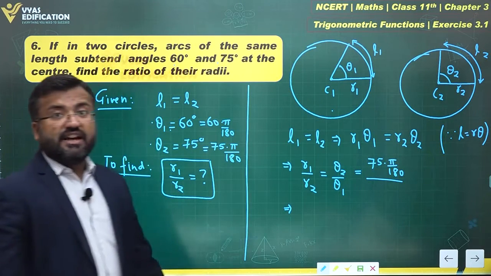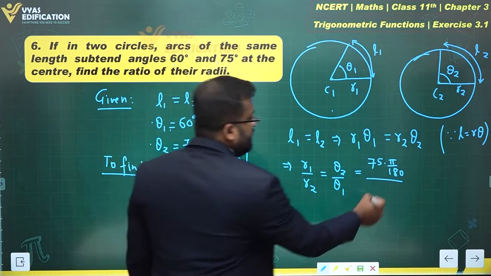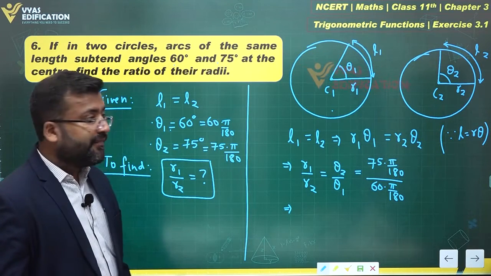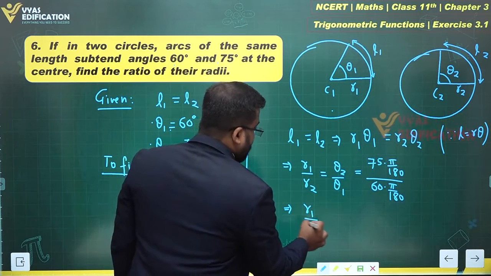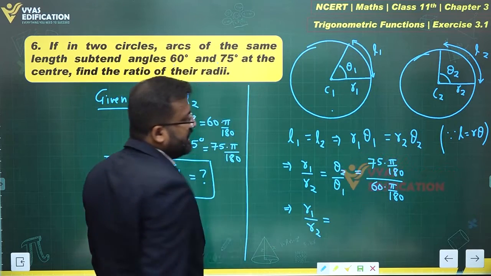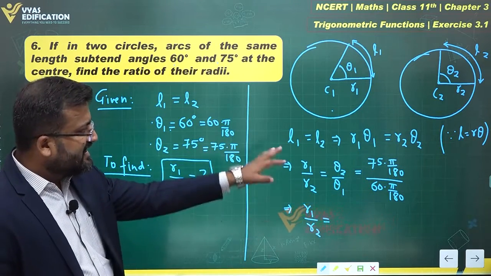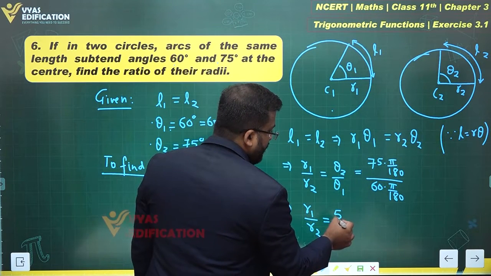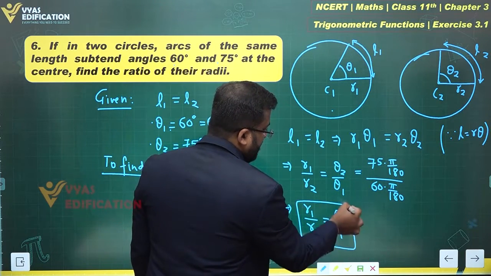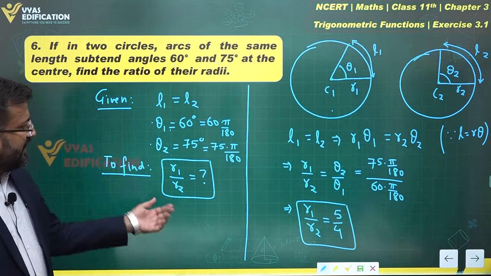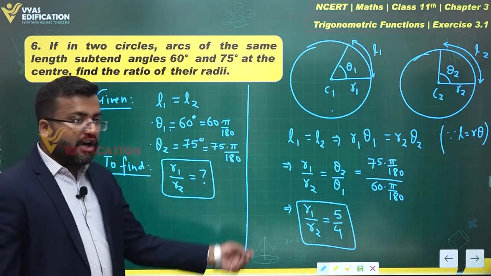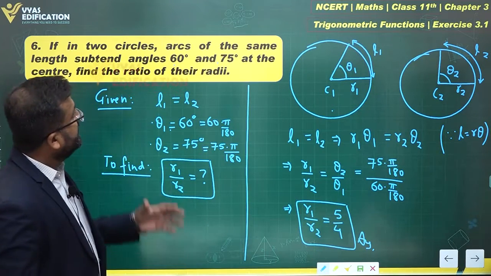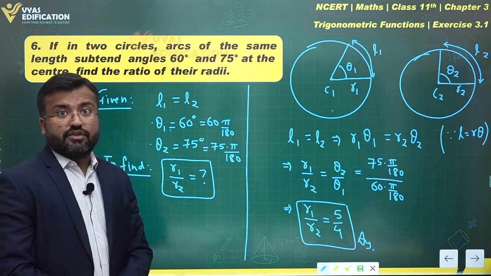And this theta 1 is also 60 times pi upon 180. Is that simple? So this implies that R1 upon R2 would be equal to this. The pi by 180 factor will get cancelled. 75 upon 60 is what you get, and 15 times 5, 15 times 4. 5 by 4 is what I get. This is my final answer for this question. R1 upon R2 would be equal to 5 by 4. That's the answer. Yes, that's the complete solution for this question.